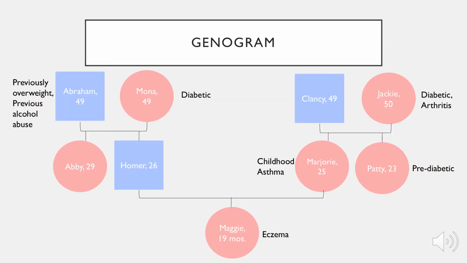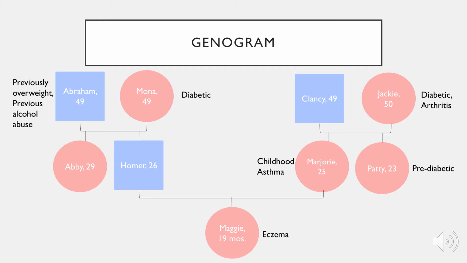This family genogram represents 3 generations. Abraham and Mona married and had 2 children, Homer and Abby. Abraham was previously overweight and abused alcohol. He no longer suffers from these conditions and enjoys a good relationship with his wife and children. Mona is a diabetic. Homer and Abby do not suffer from any health conditions.